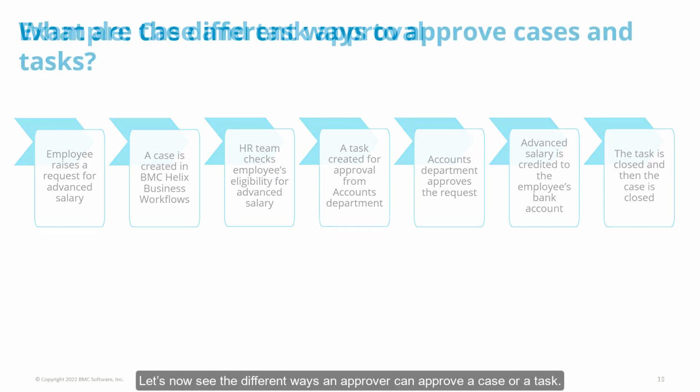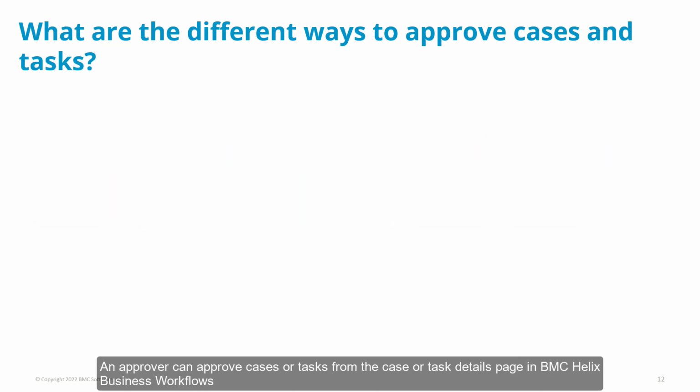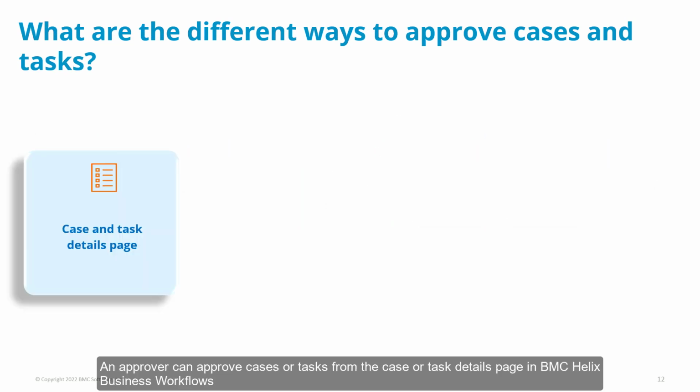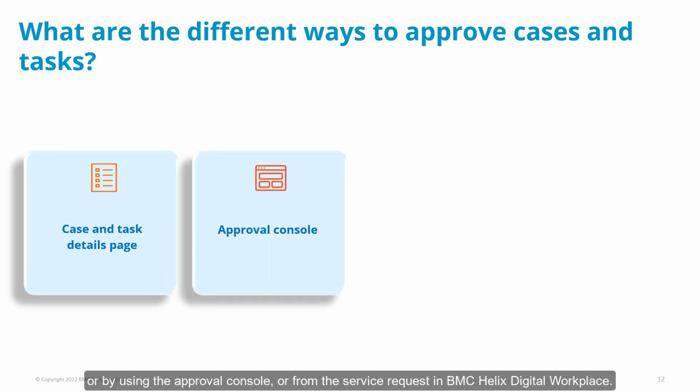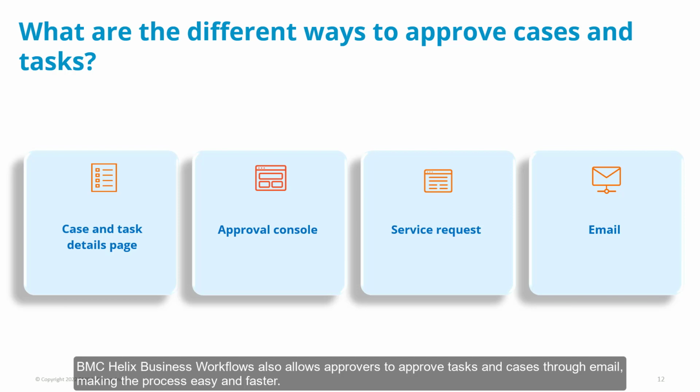Let's now see the different ways an approver can approve a case or a task. An approver can approve cases or tasks from the Case or Task Details page in BMC Helix Business Workflows, or using the Approval Console, or from the Service Request in BMC Helix Digital Workplace. BMC Helix Business Workflows also allows approvers to approve tasks and cases through email, making the process easy and faster.